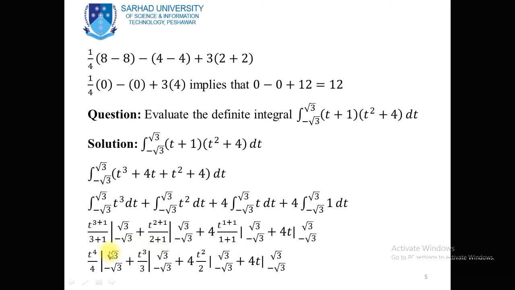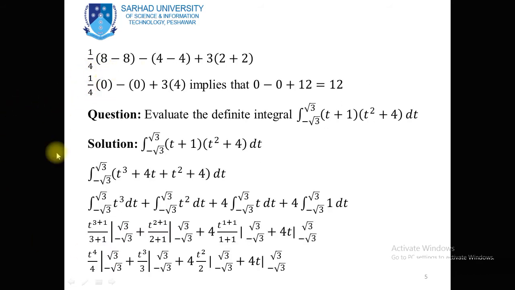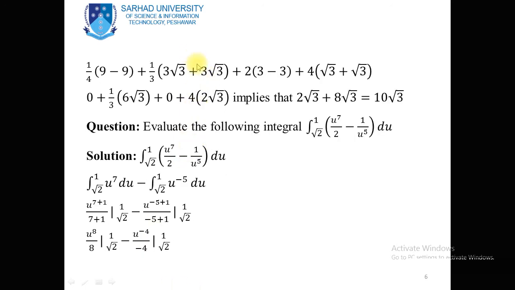Now putting the limit, under root 3 is the upper limit and minus under root 3 is the lower limit. So first of all, putting the upper limit, under root 3 power 4 is equal to 9, like you see over here, and putting the lower limit minus under root 3 is again 9, so 9 minus 9. And in this part, putting the upper limit, under root 3 power 3 we obtain 3 multiplied by under root 3, and putting the lower limit minus under root 3, we obtain minus 3 into under root 3, so minus minus plus, like you see over here in this second term.